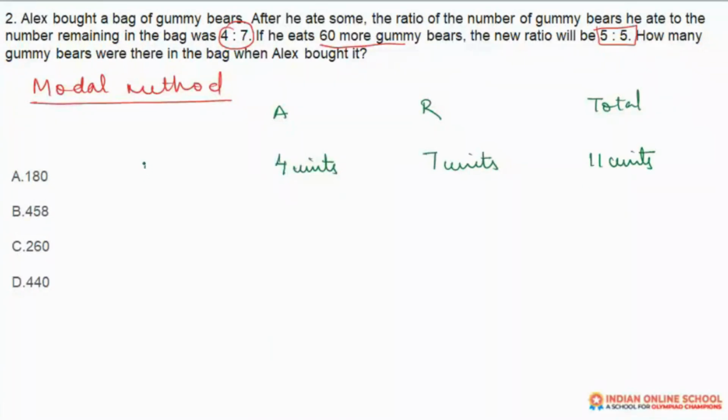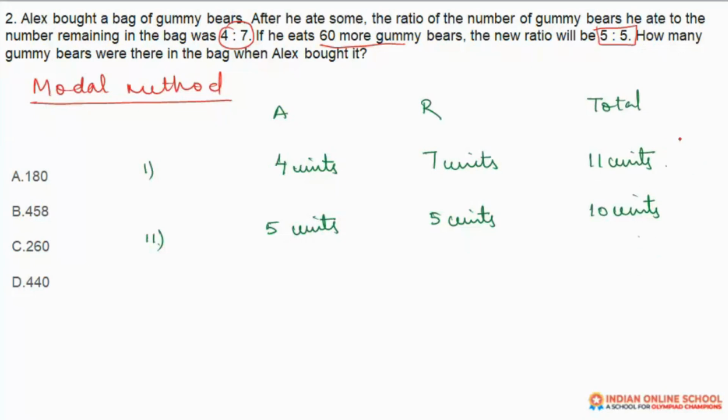And the second condition in the question says that if he eats 60 more gummy bears, the new ratio becomes 5:5. So with 5 units of this and 5 units of this, we get the total as 10 units. But the number of gummy bears should remain the same, no? Here we are getting 11 units and here 10 units. So the first thing we need to do is make the total equal.